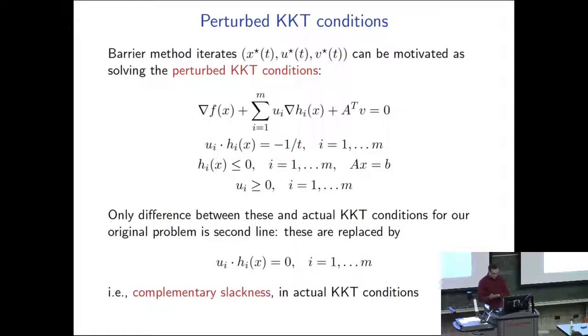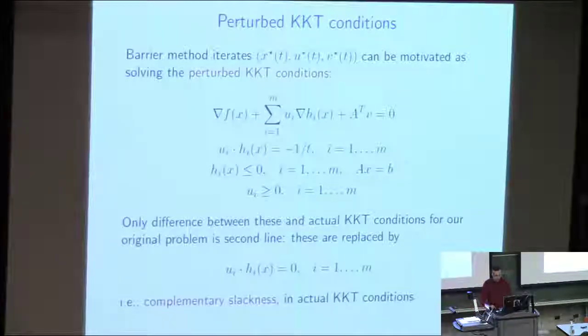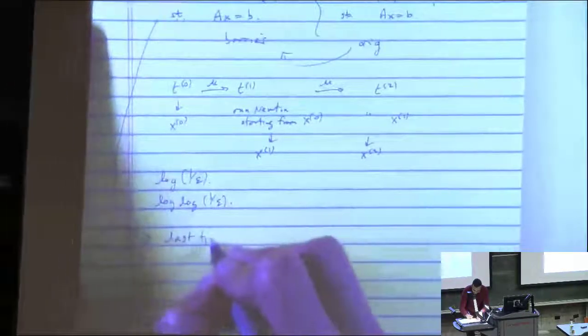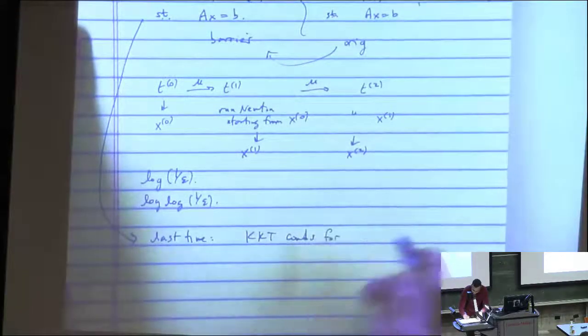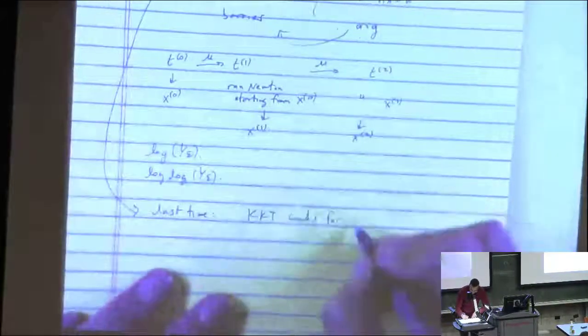So let's go back to the perturbed KKT conditions. And we're going to see that we can motivate the barrier method from this and a new method called the primal dual interior point method. So if you recall from last time, we wrote down the KKT conditions for this problem. Okay, and what we did last time, I'll just write down the workflow so you can remember where these came from. Last time, we wrote down the KKT conditions for the central path problem, or for the barrier problem.